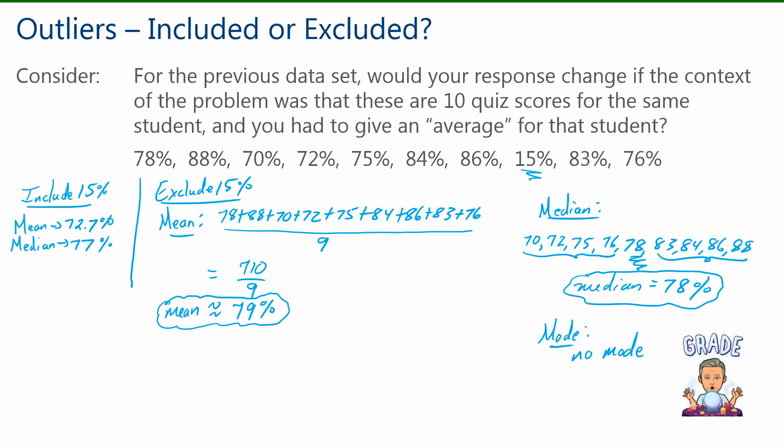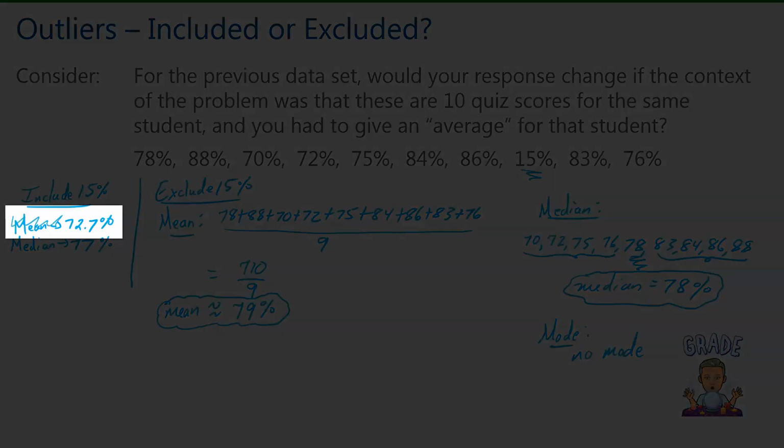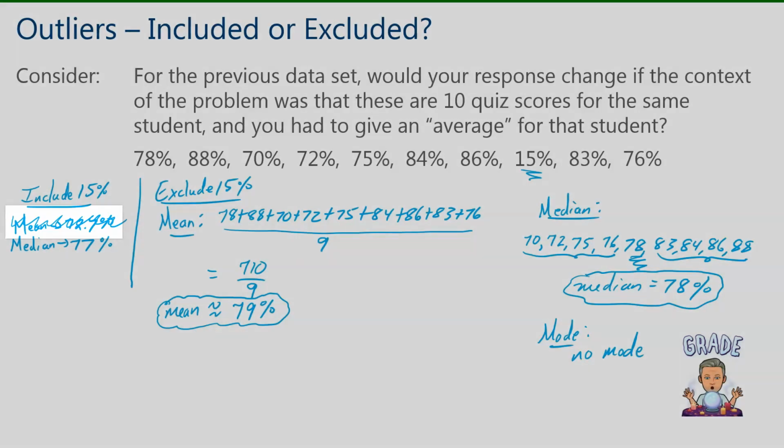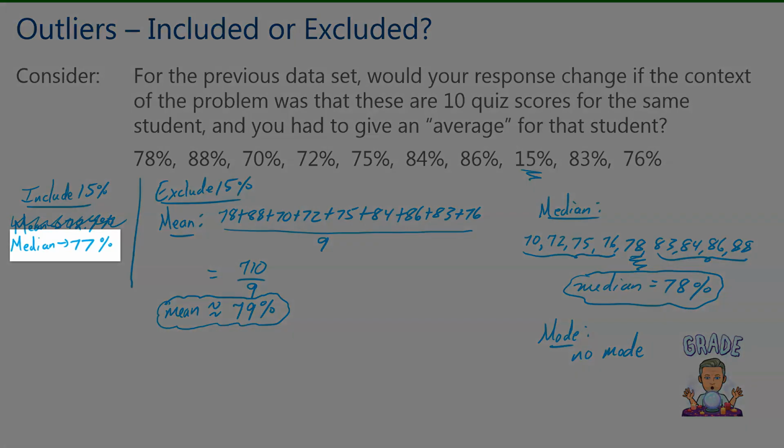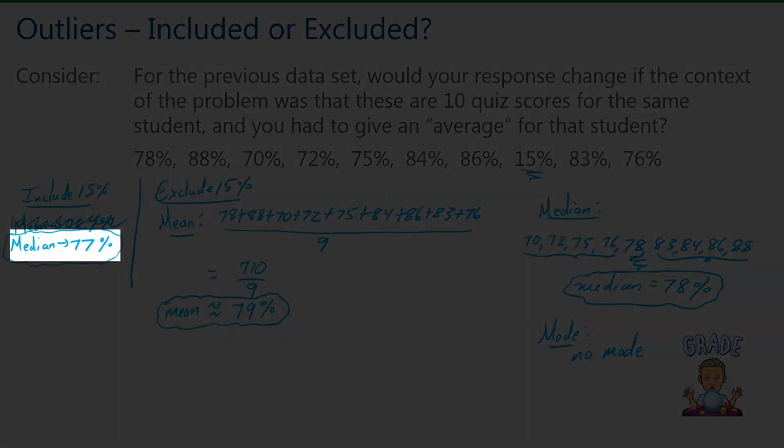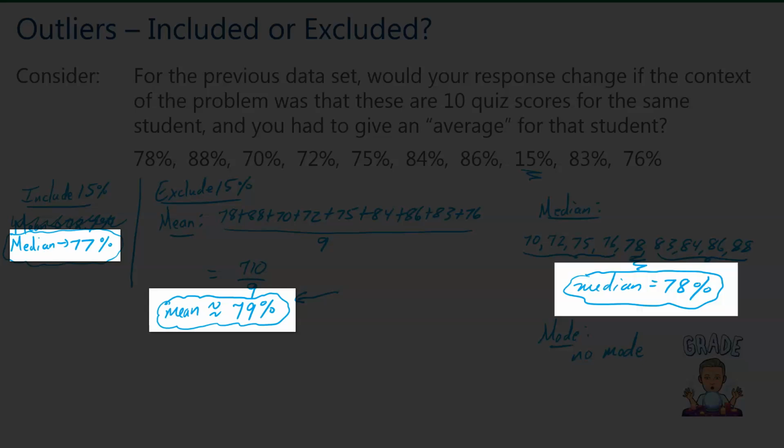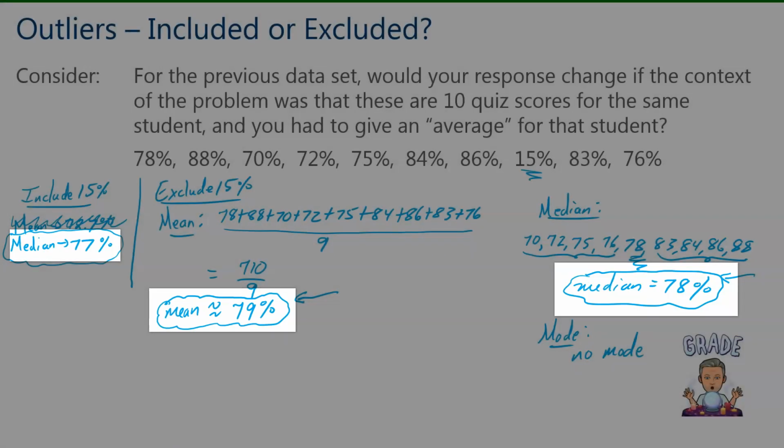Now we have all of the values. What final decision will we come to? If I am the teacher, I will tell you that I will immediately eliminate the 72.7%. I would not let that 15% quiz score lower the student's average because the student has performed much better on the other quizzes. That then leaves the median of 77% if we include the 15%, and then we have a mean of 79% without the 15%, and a median of 78% if we exclude the 15%.